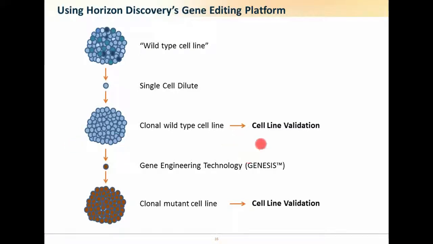Once this cell line validation is complete, we will then do the gene engineering and gene editing event, which will ultimately create a clonal mutant cell line. And again, this will go through the same cell validation process. It's important to mention that with our Genesis technology, we always introduce and create a heterozygous mutant cell line.